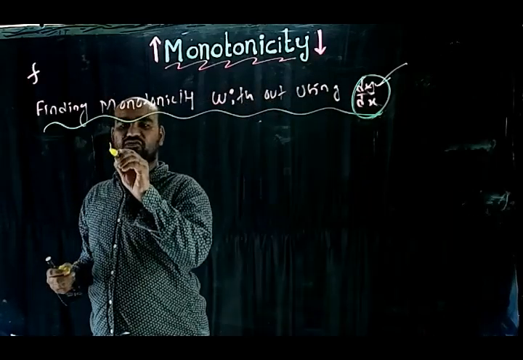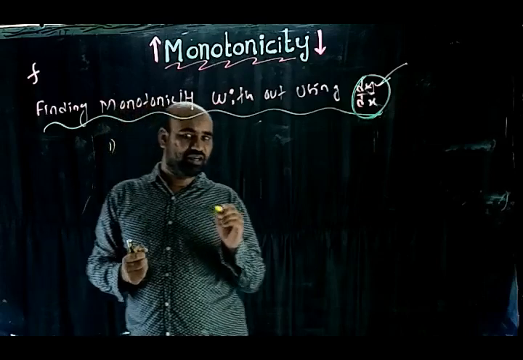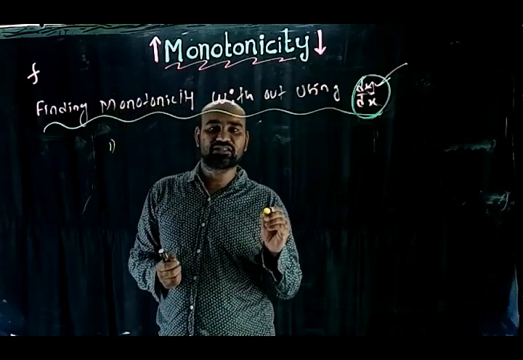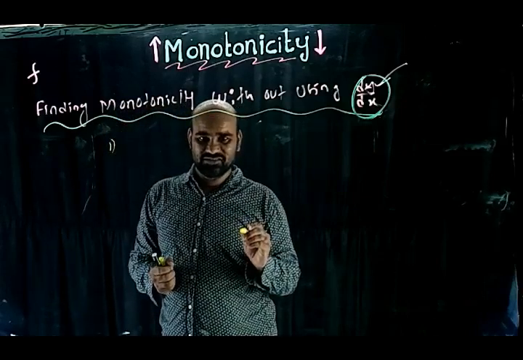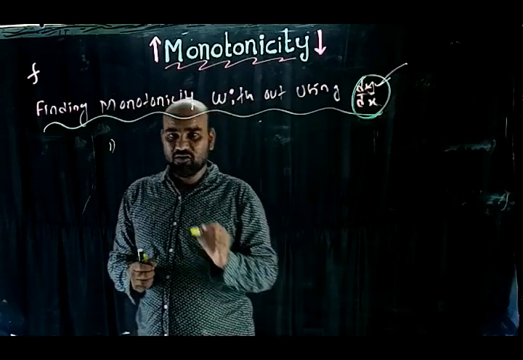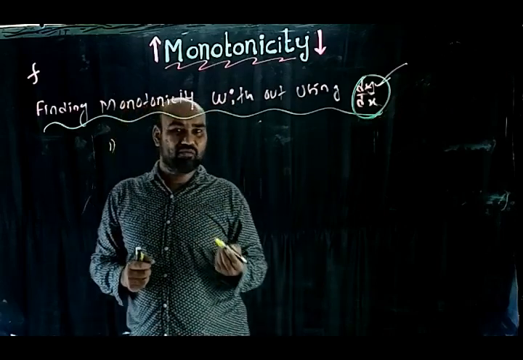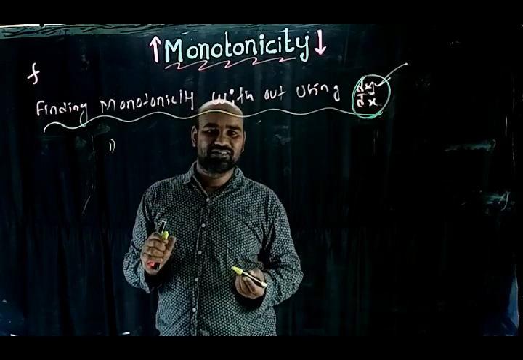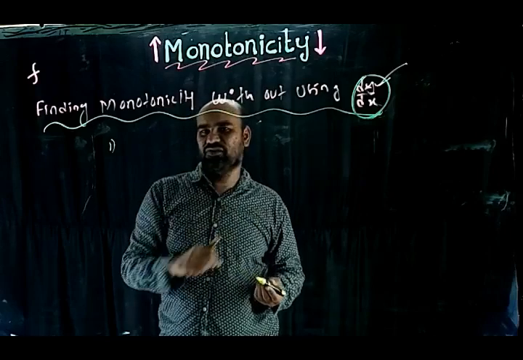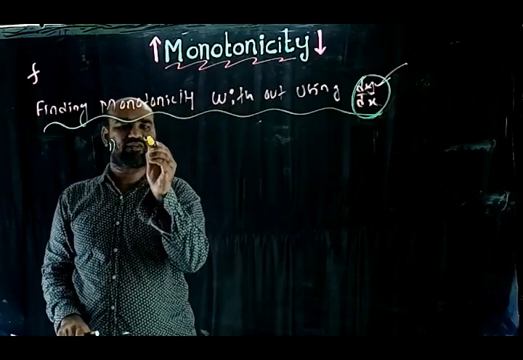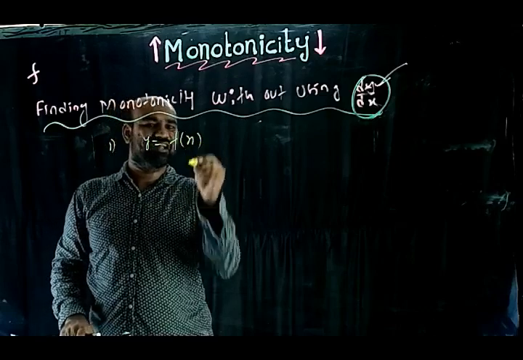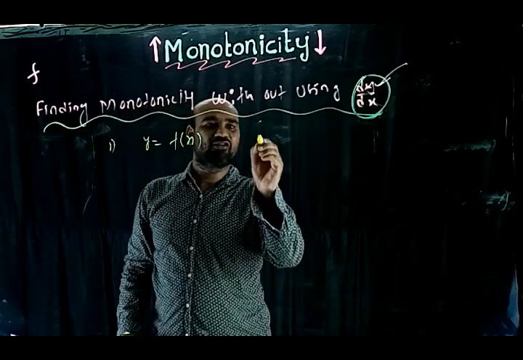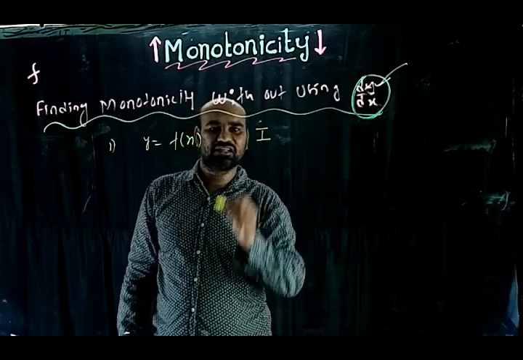In the first case, we observed how to find the monotonicity of a function at a point without using differentiation. Now I will explain how to find the monotonicity of a function on an interval without using differentiation. For example, y = f(x) is a real valued function. Now we want to check its monotonicity in the interval I.